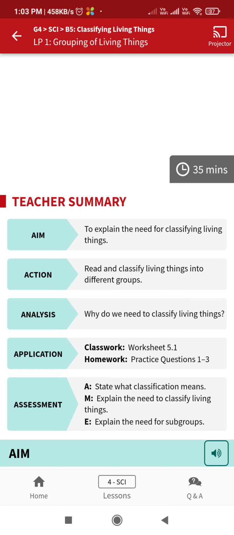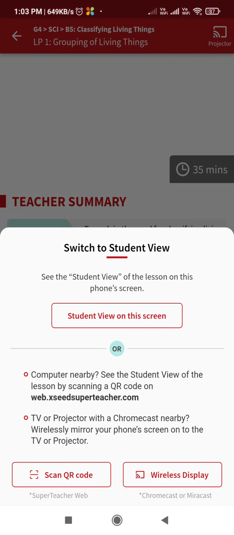Hello students, today we will be going to do block number 5, classifying living things. LP1, grouping of living things. So what is our aim over here? To learn why classifying living things into different groups is important. That is why there is a need to classify things.